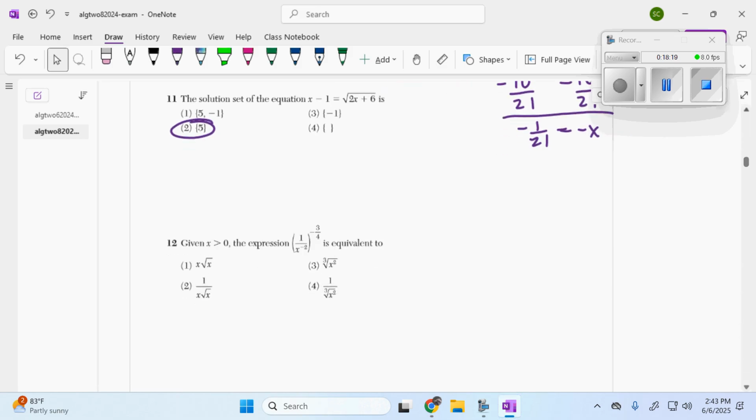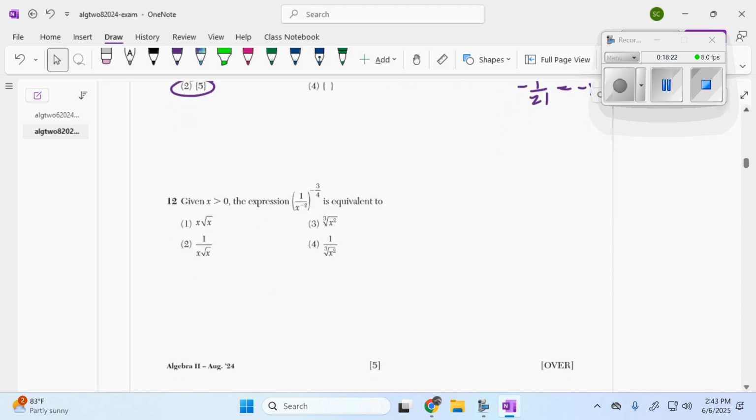Number 12 was a tough one. You really needed to know your exponent properties to do this one. I know it says equivalent, and a lot of times they'll say if it's equivalent, you can just graph and then look for the ones that match. This x is greater than 0 condition makes that a little bit tough to do, so I'm just going to do the algebra.